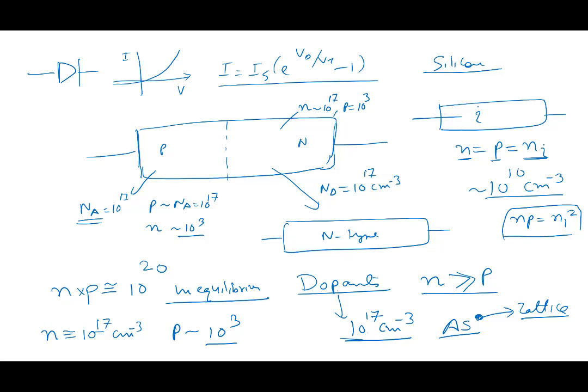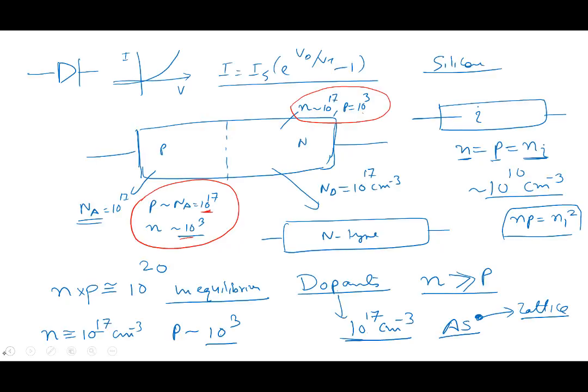So the P region is rich in holes. A lot of holes are here in the P region. Look at this value here: 10 to the power 17 holes, 10 to the power 3, very few electrons. In the N region, a lot of electrons and very few holes.